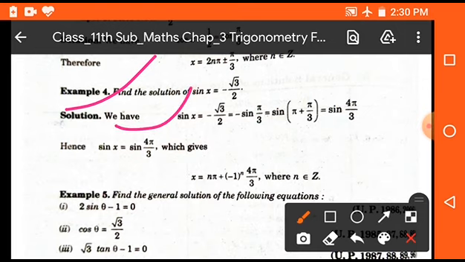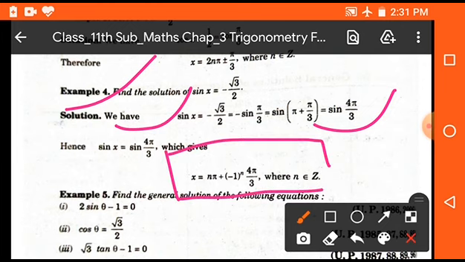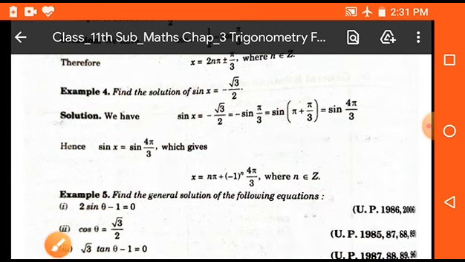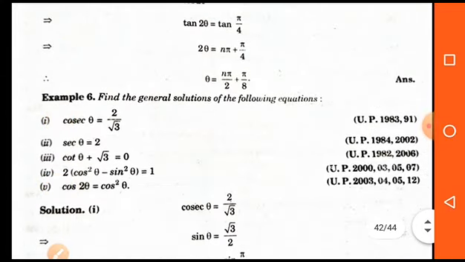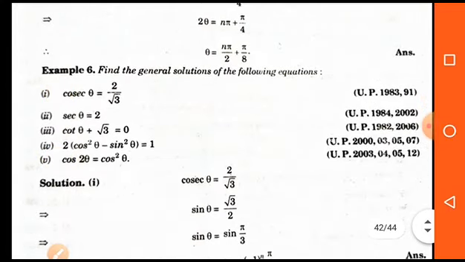Next example is find the solution of sine x is equal to minus root 3 upon 2. So sine x is equal to minus root 3 by 2, which is equal to minus sine pi by 3, and it can be written as sine of pi plus pi by 3, that means sine 4 pi upon 3. So on equating we get x is equal to n pi plus minus 1 to power n into alpha, and here alpha is 4 pi upon 3. Clear, students?